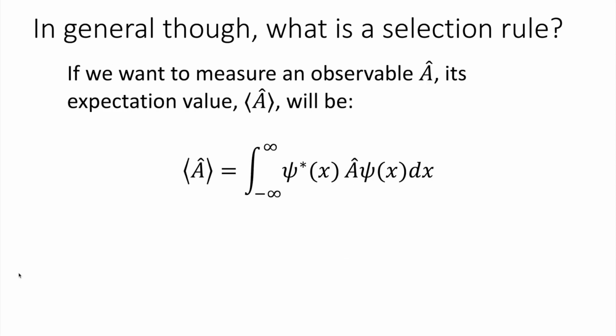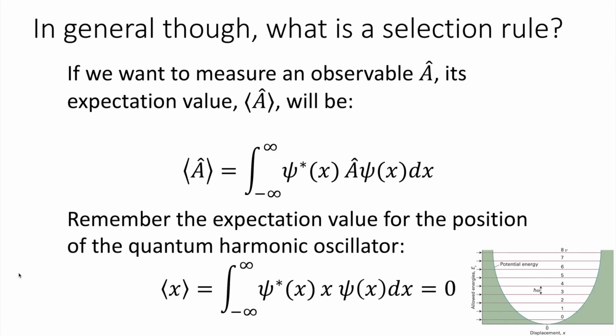Another concept we need to remind ourselves about is the expectation value for an observable. That same integral I just showed you, you basically make a wave function sandwich. If you put the observable operator in between psi star and psi, then this will tell you the expectation value for whatever you want to observe. So let's say we want to observe the position for the quantum harmonic oscillator. If we plug in x and carry this out, we're going to find out that the expectation value for x is actually 0.